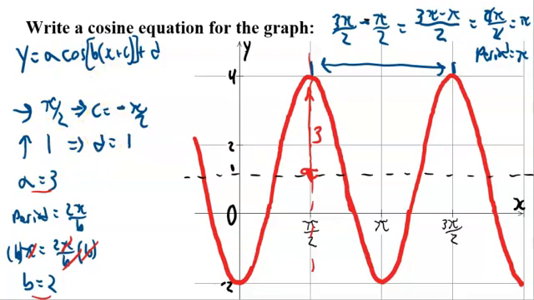So we literally just plug in our values. I'll do it right here. So y equals, A is 3, cos, b is 2, (x minus c, where's c? C is pi over 2) plus 1.